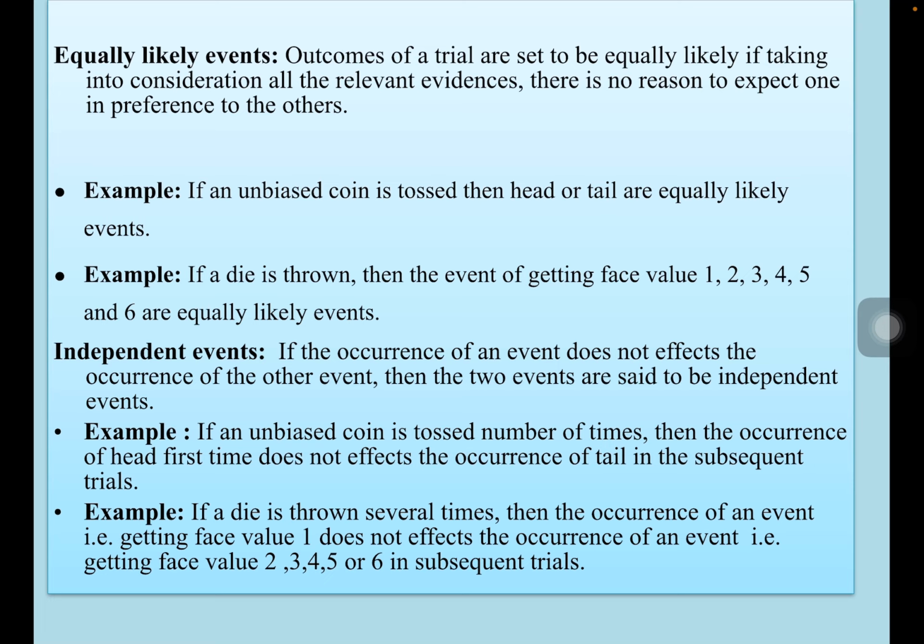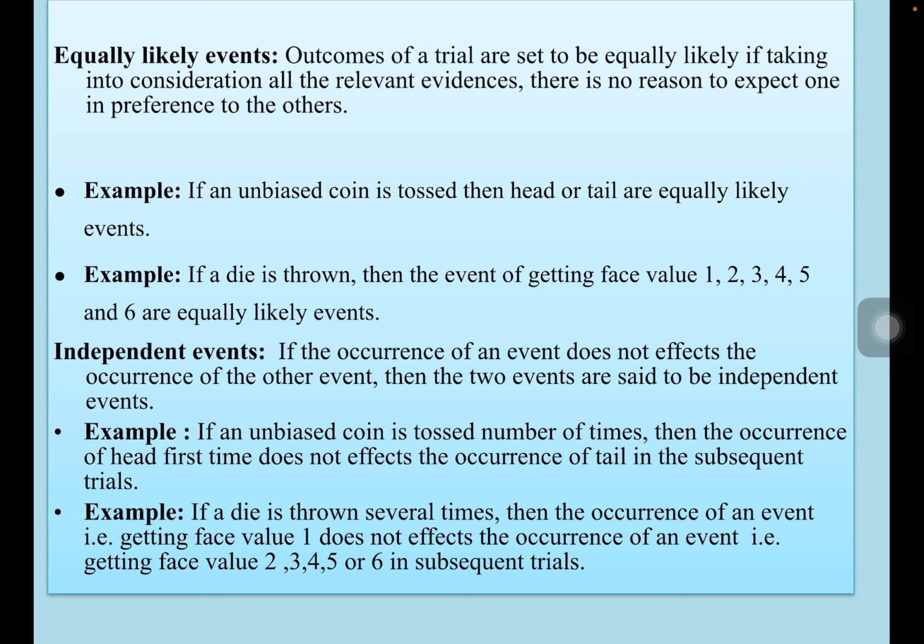Next one, independent events. If the occurrence of an event does not affect the occurrence of the other event, then the 2 events are said to be independent events. If an unbiased coin is tossed number of times, like 5 times, 10 times, then the occurrence of head first time does not affect the occurrence of tail in the subsequent trials. That means, when you toss the coin, now if you get head, it does not mean that next you won't get tail. No, you may get tail or you may not get also.